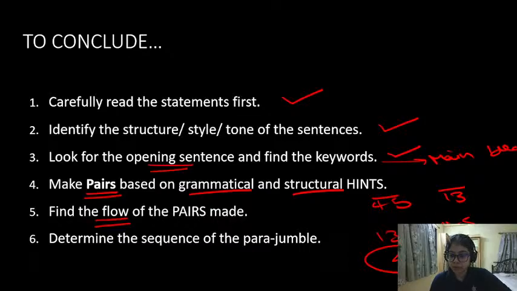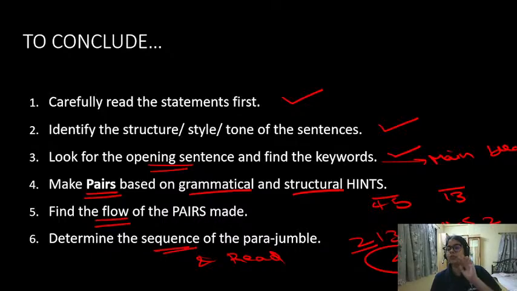Now if 2 is stuck, where will 2 come? Should I put it in the middle, is it the opening or the concluding? So after pairs, this is what you have to do. And then at the last, you have to determine the sequence of the para jumble and then read to find if the answer that you've come up with is correct or not. So this is how you approach para jumbles.